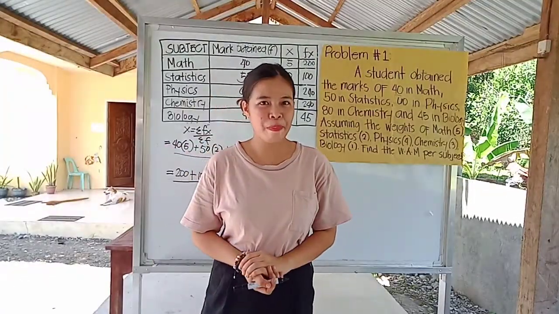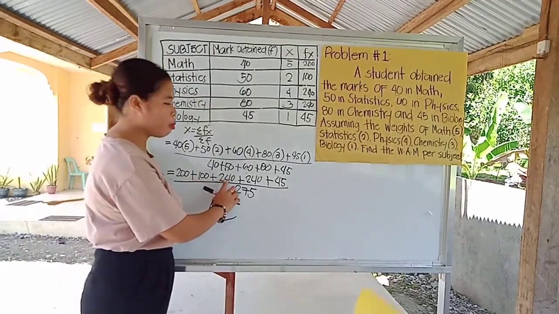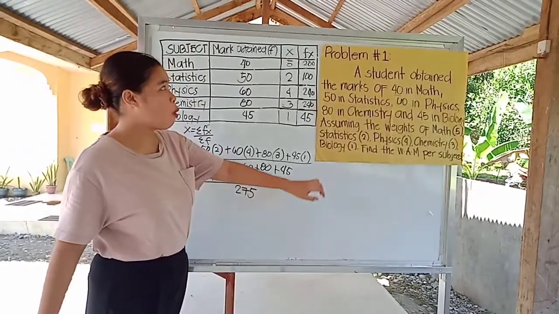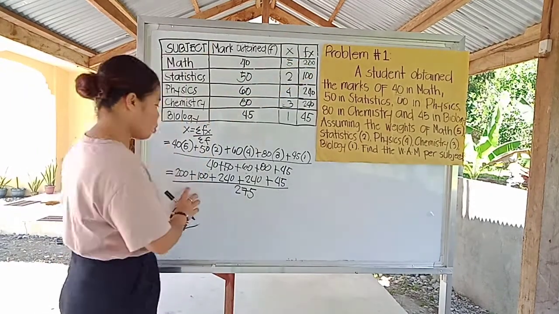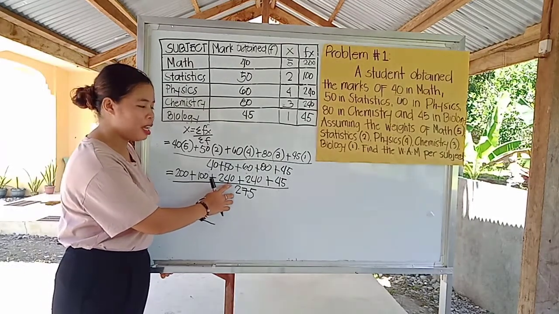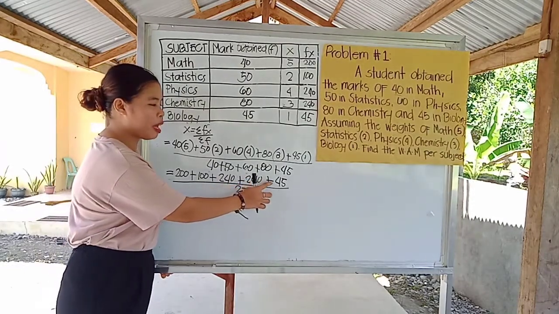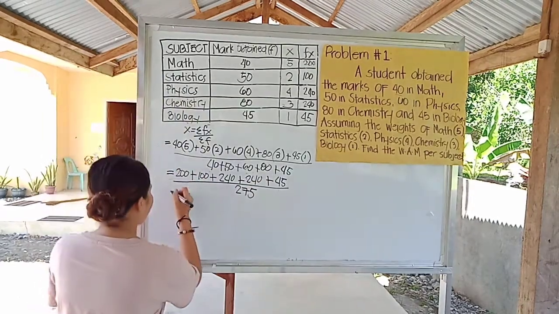So, the next step is we are going to add all the numerator here, or our fx, or the sum of products. So, 200 plus 100 plus 240 plus 240 plus 45 is equal to 825.